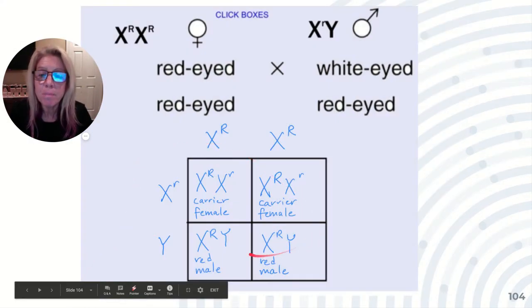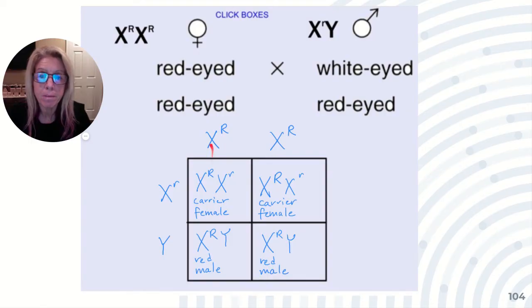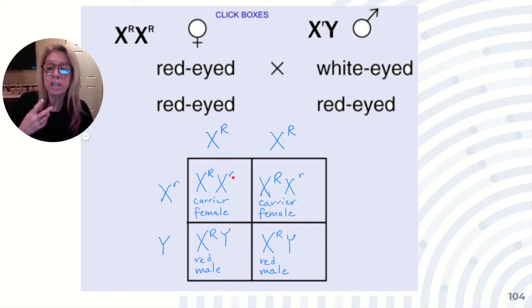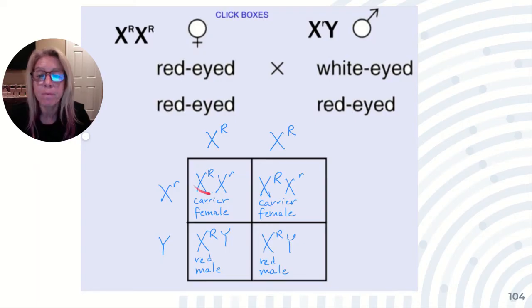Okay, so I did the Punnett square for you. Here's the female, here's the male. Look how I wrote in that Punnett square. So this is a carrier female, right? Because she has an X big R, she's carrying the mutation for white eyes. That's not normal, that's a mutant. Okay, so she doesn't have white eyes, she's just carrying it.